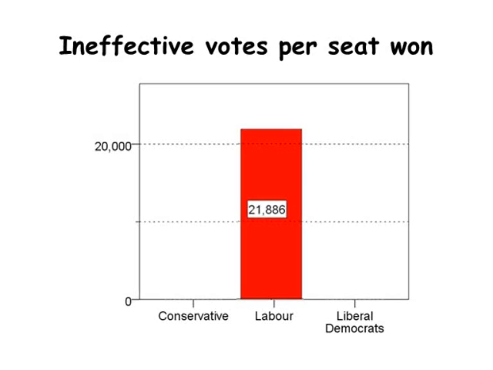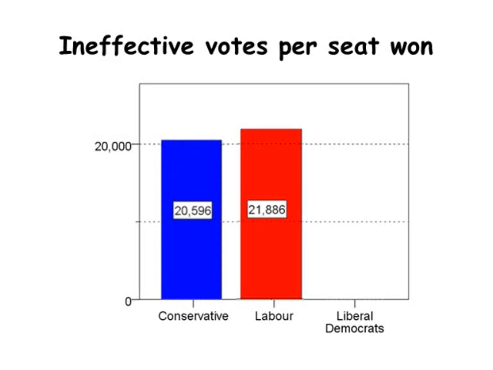Well, what we're looking at here is we're taking all the Labour seats into account, and we're working out how many surplus votes they acquired and how many wasted votes they acquired. Per constituency won, the Labour Party had almost 22,000 ineffective votes. The Conservatives, better, 20,596. So that tells me straight away that in terms of the vote distribution, the Conservative vote distribution in 2010 was better than Labour's.